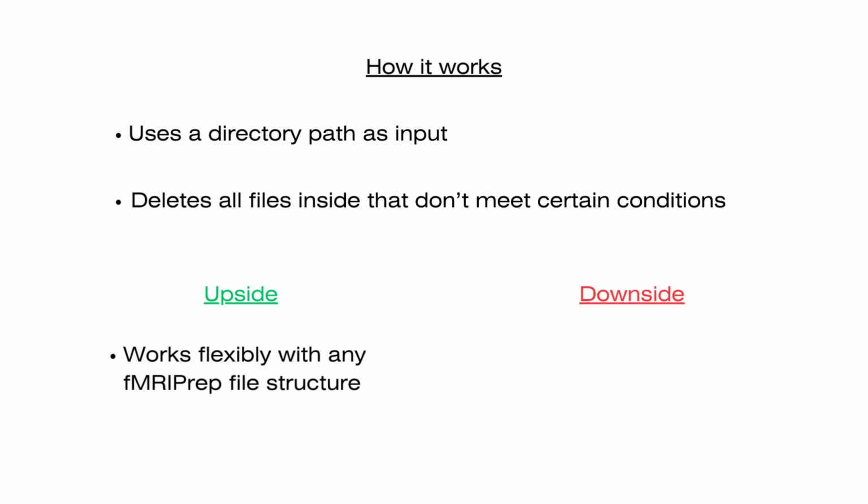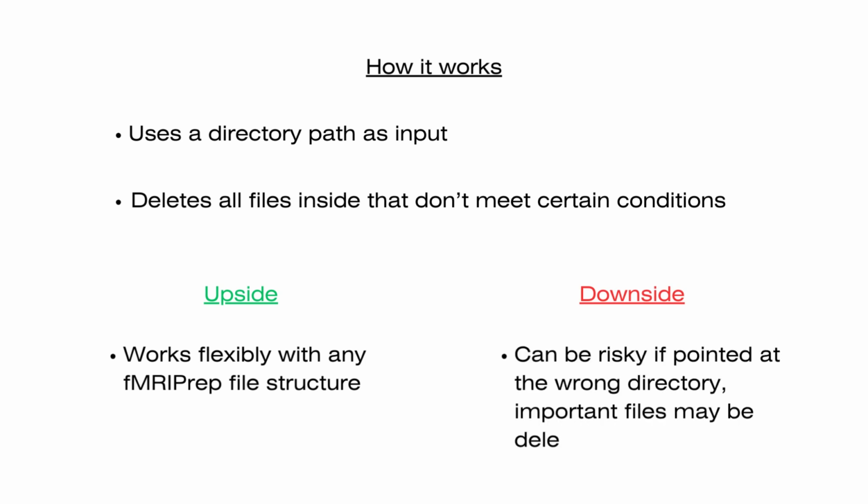The downside is that if you point this script at the wrong place, it'll delete a whole load of stuff that has nothing to do with fMRIPrep. You could point it at your home directory and it would just delete everything inside. Or you could point it at a folder that does contain fMRIPrep output, but also contains a bunch of first level analysis files. It'll keep the target fMRIPrep files, but delete everything else generated in analysis.